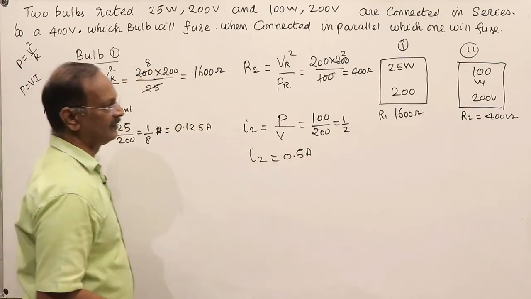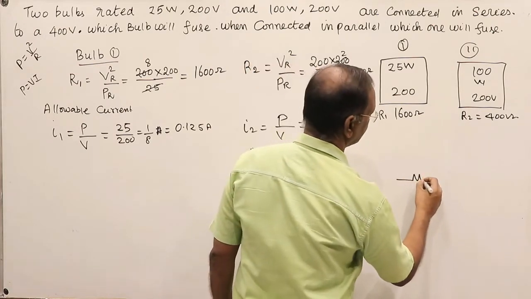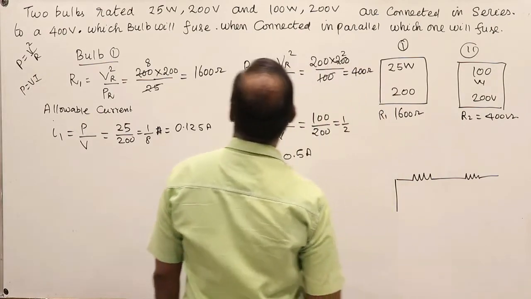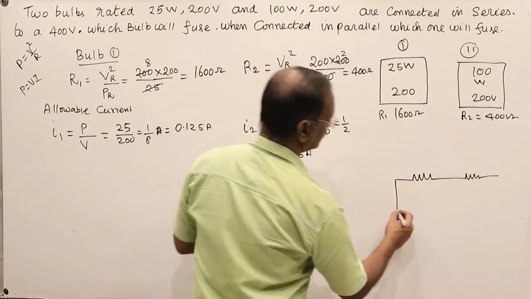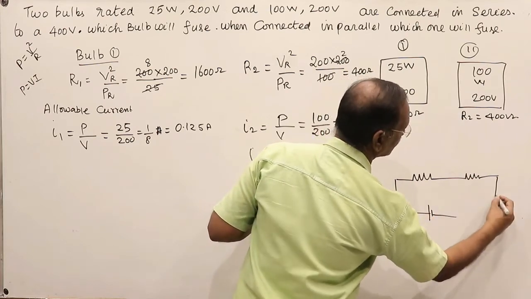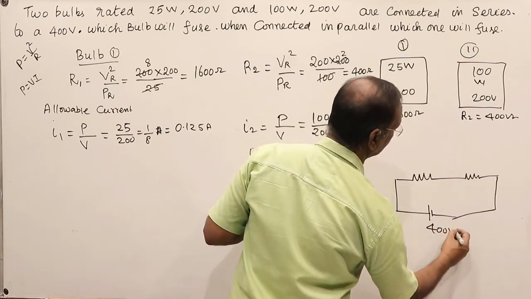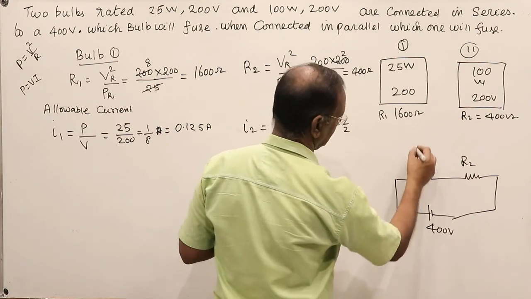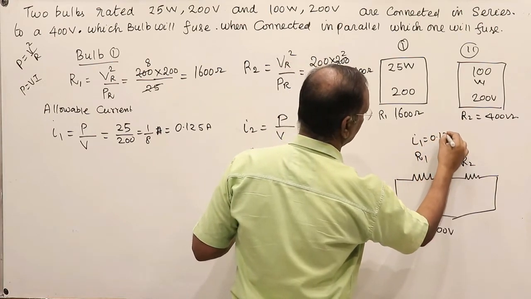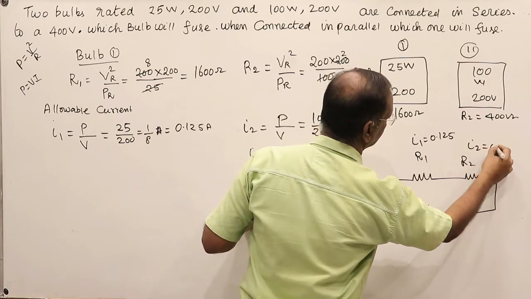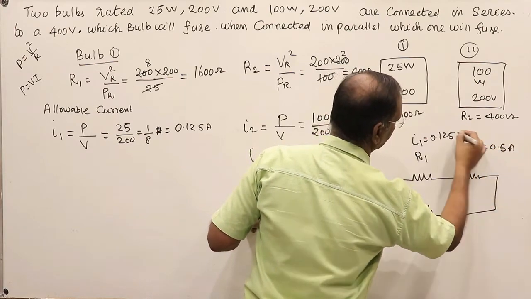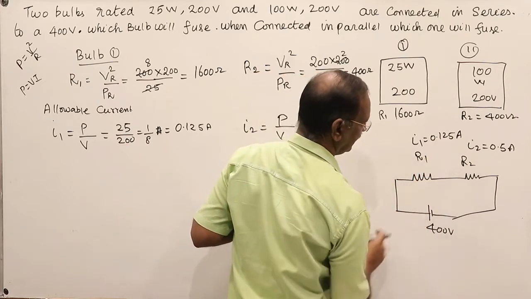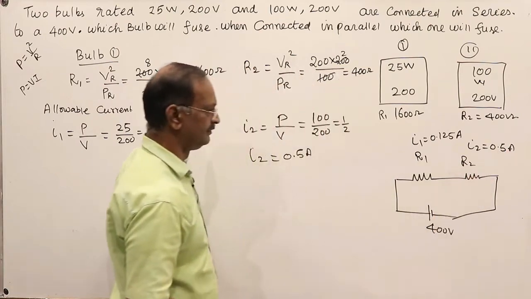Now these two are connected. We will represent each as a resistance, since a bulb is basically a resistance. They are connected in series to a 400 volt supply: resistance 1 with allowable current 0.125 ampere, and resistance 2 with allowable current 0.5 ampere. It means the first bulb can withstand up to 0.125 ampere, and the second can withstand up to 0.5 ampere. Now let us find out.